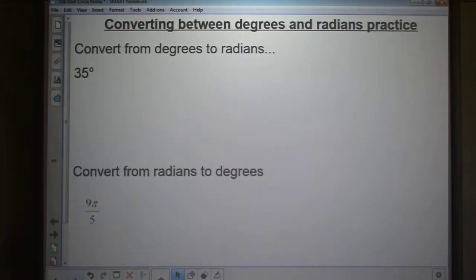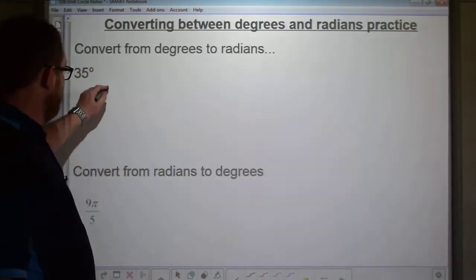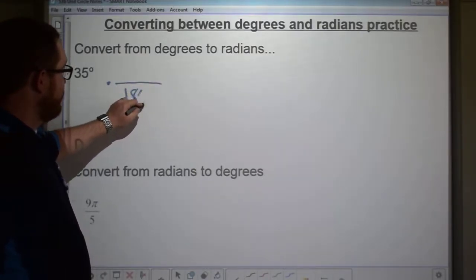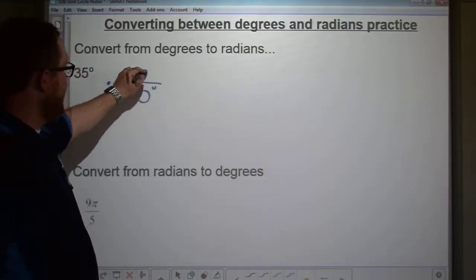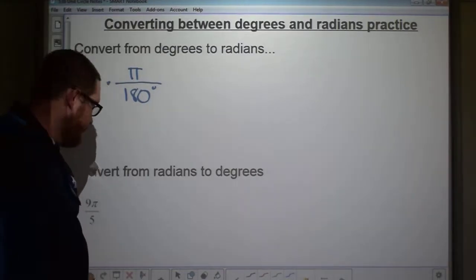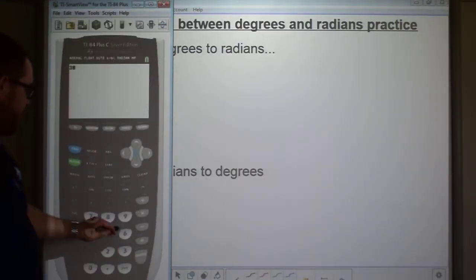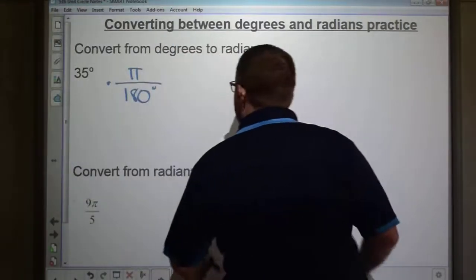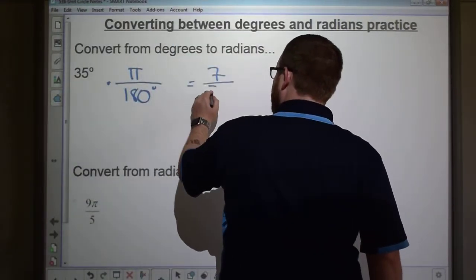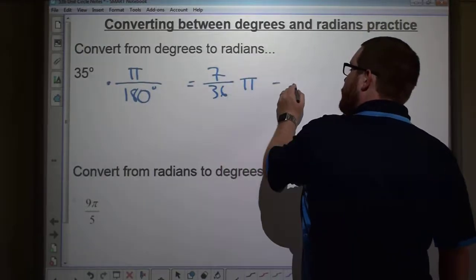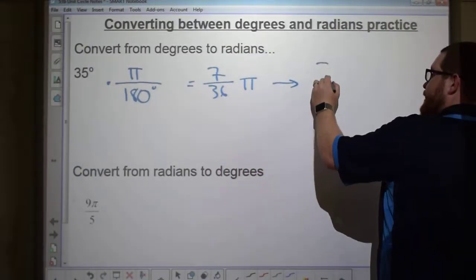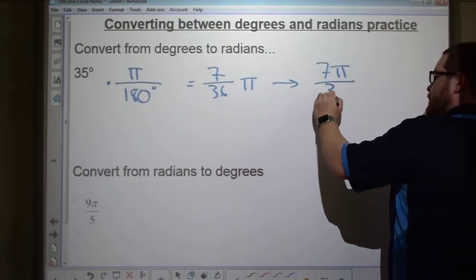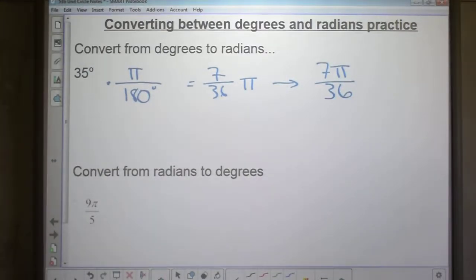So let's try that. I have 35 degrees. I want to turn it into radians. Well, I know there's 180 degrees in 1 pi radian. So I'm even going to let the calculator simplify it for me. 35 divided by 180. Math, enter. So I've got 7 over 36 pi. And just to let you know, we will usually write radians as 7 pi over 36. They're the same thing. Okay?